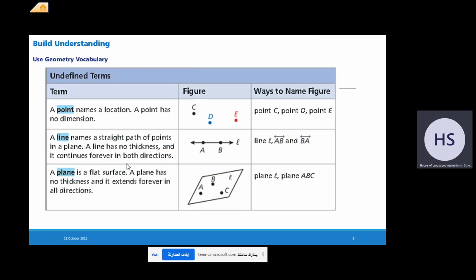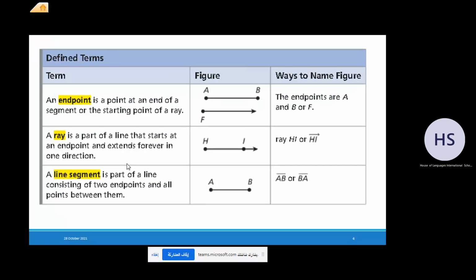Now, so here we talk about the point, the line, and the plane. What is the point? What is the line? And what is the plane? What is the point, the line, the plane, the endpoint, the ray, and the line segment? Just a minute.